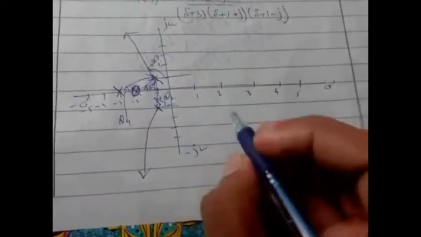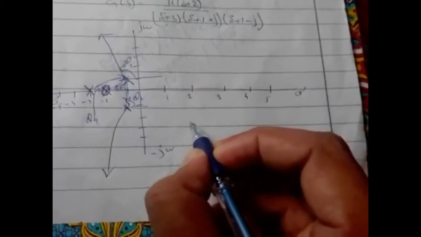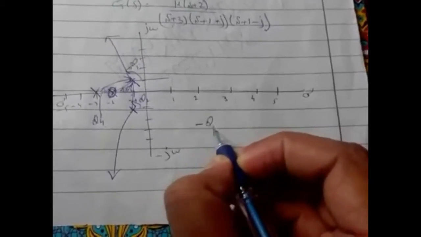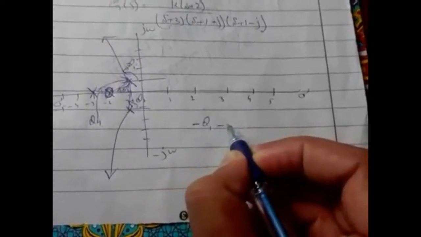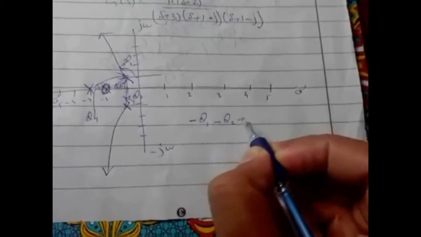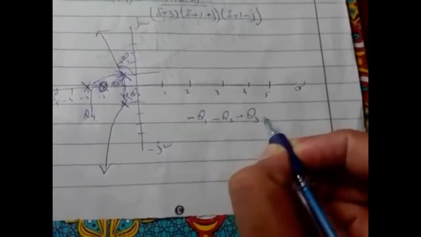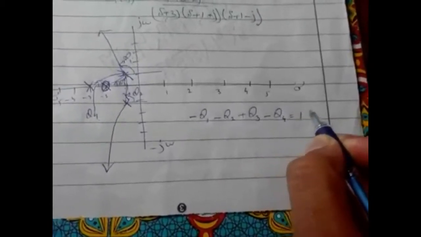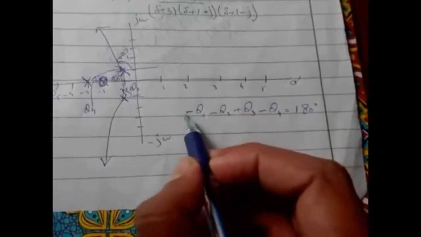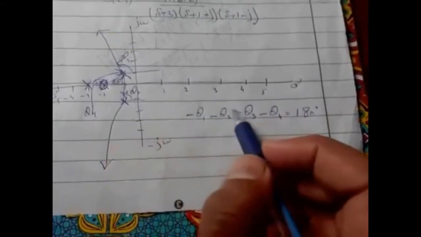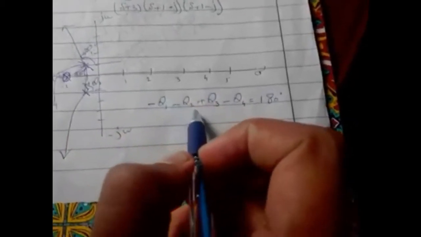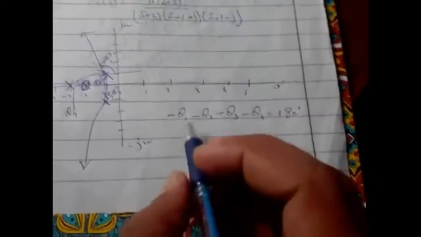So now sum up all the angles. From there you get minus theta 1 minus theta 2 plus theta 3 minus theta 4 is equal to 180. I write the minus sign because this is the angle of poles, and the plus theta 3 because this is the angle of zero, and the angle of zero is always positive.